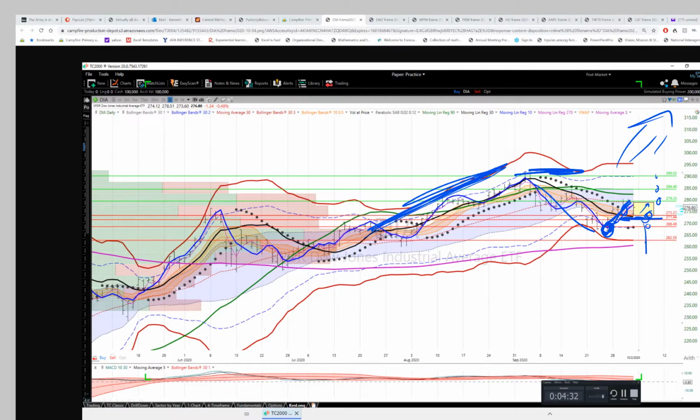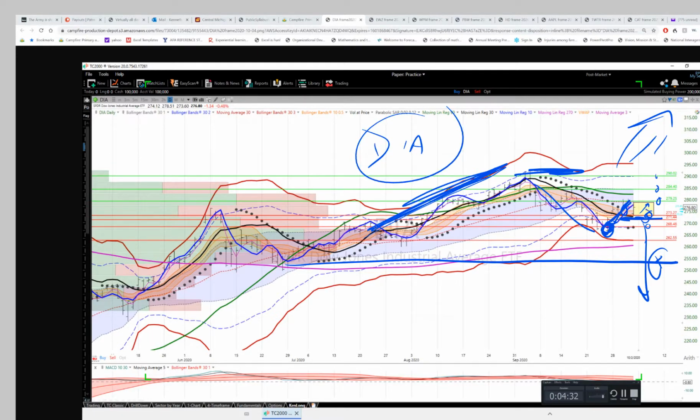We got 1, 2, 3 to the downside. And then this becomes the target down here. So DIA at a perfectly critical state where it can go big or just muck around for no gains or losses into the election. I think there's one more good move in there.